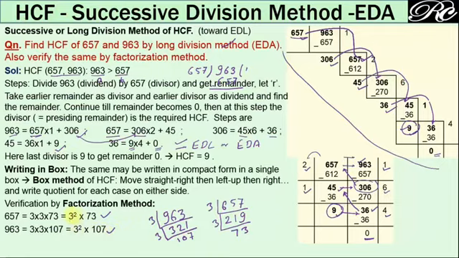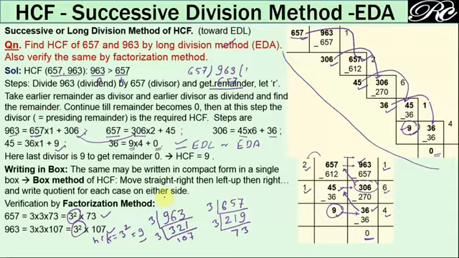Here we are getting the common factor in this prime factorization is 3 square, and here is also 3 square. Therefore HCF is given by 3 square. It is 9 again. So this way it is verified. So this is how to calculate the HCF by long division method or successive division method or Euclid division algorithm.